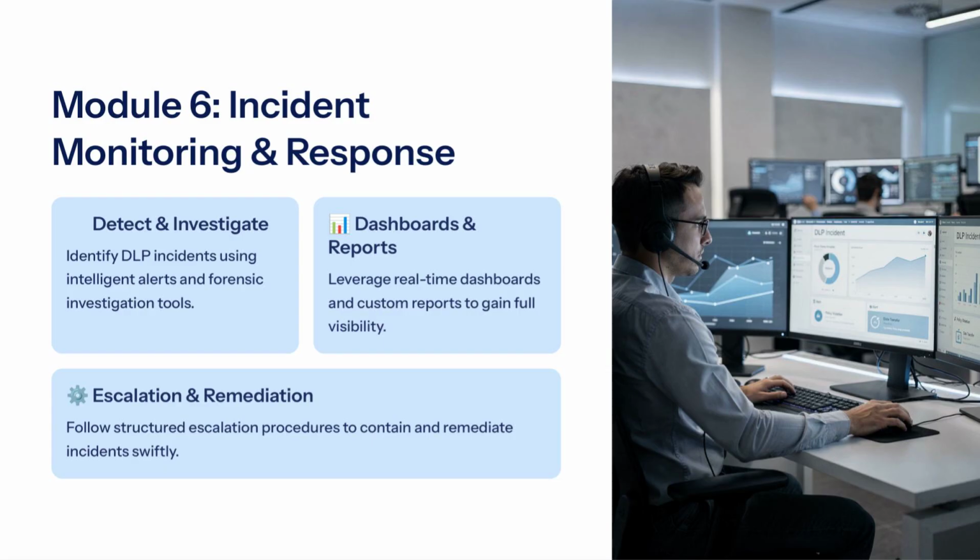Intelligent alert systems are designed to identify potential incidents early on, allowing for swift action to be taken. Real-time dashboards provide full visibility into network activity. Custom reports can be created to further analyze the situation. Following structured escalation procedures is essential when an incident has been detected. Containing and remediating the issue quickly prevents the incident from spreading further and causing more damage.